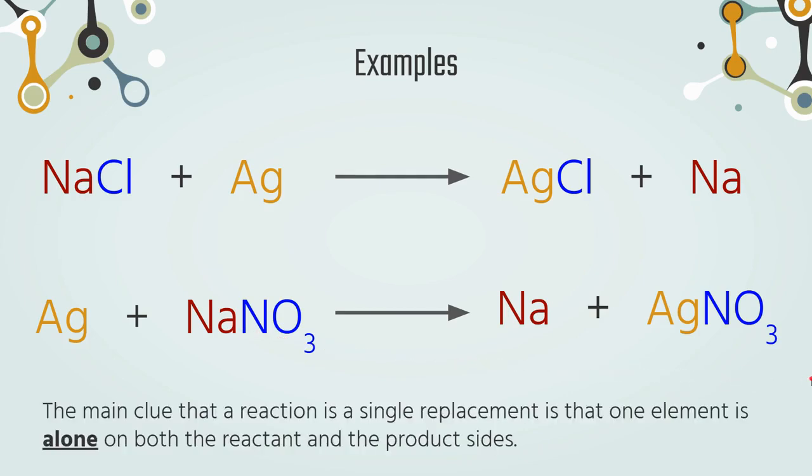The main clue to look for is that on both sides of the reaction, there is a single element. And in both of these cases, you'll see silver by itself on one side and sodium by itself on the other. Now let's take a look at a balancing problem with single replacement.